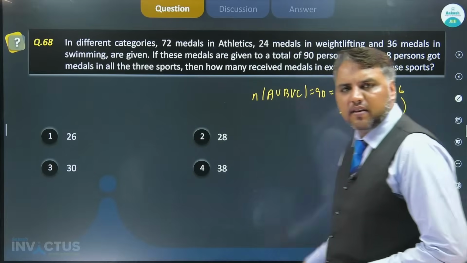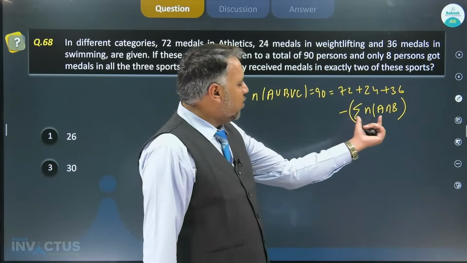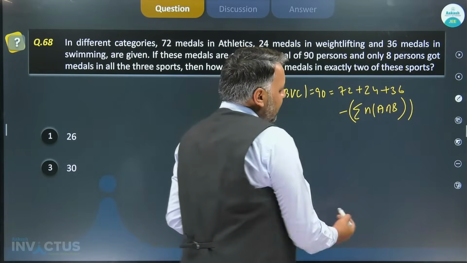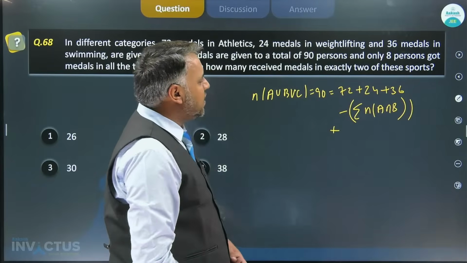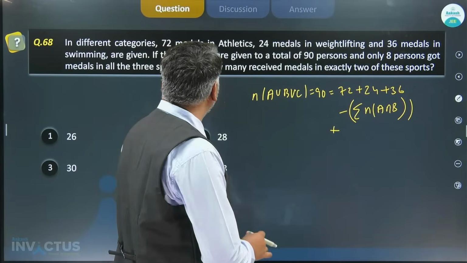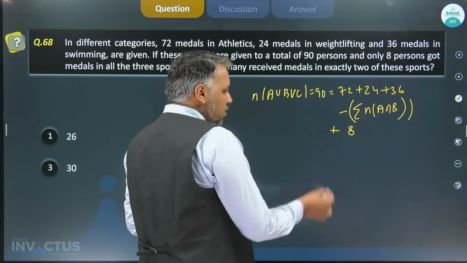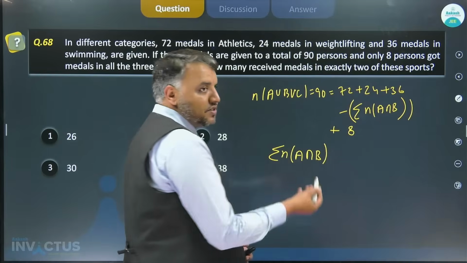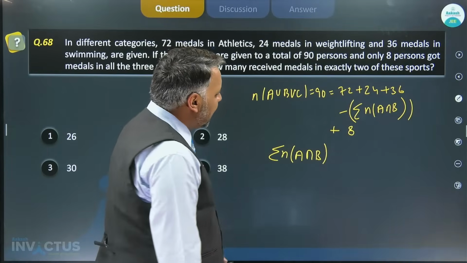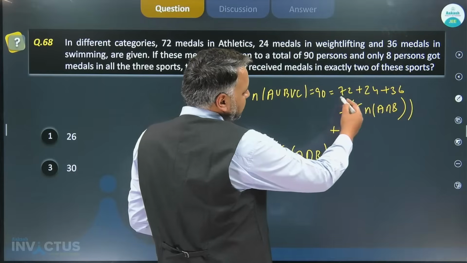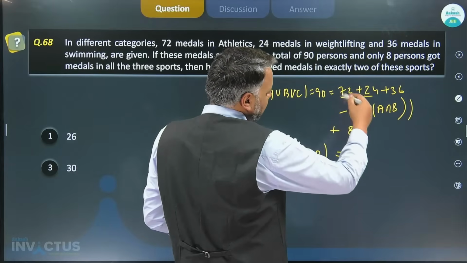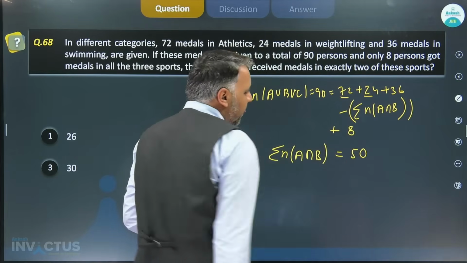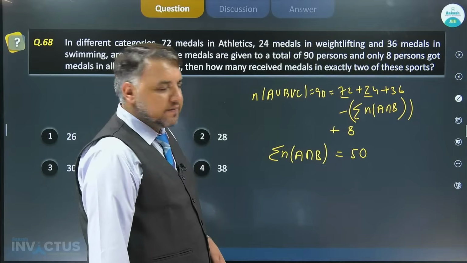and C intersection A. When we apply the summation, all the three cases will be in this summation, and then plus the number of elements which are common to all. So 8 persons got medals in all the three sports, so plus 8. So if we calculate the summation of the number of elements in A intersection B, B intersection C, C intersection A, I think this will be 50.